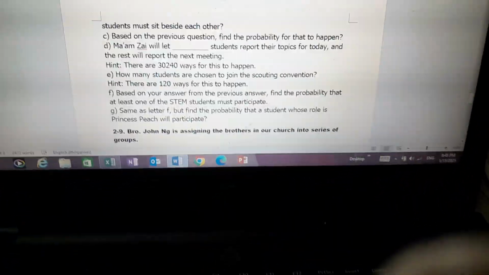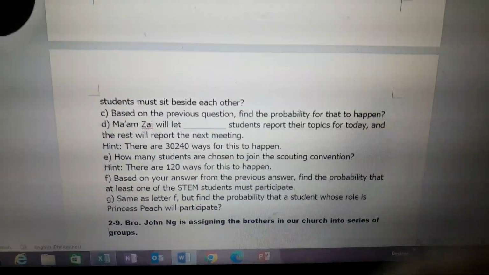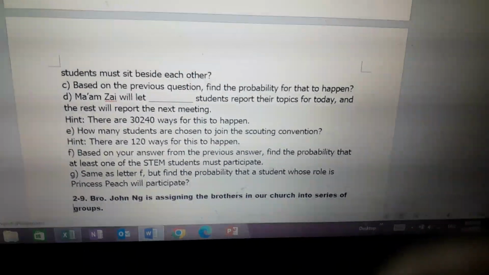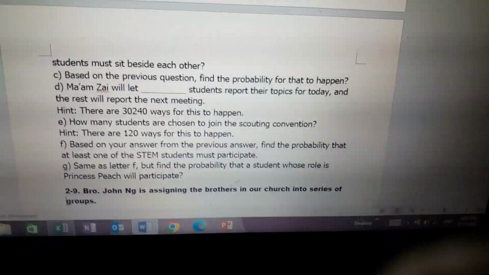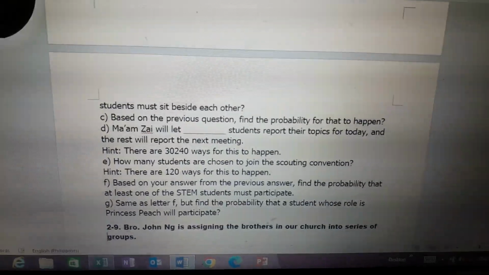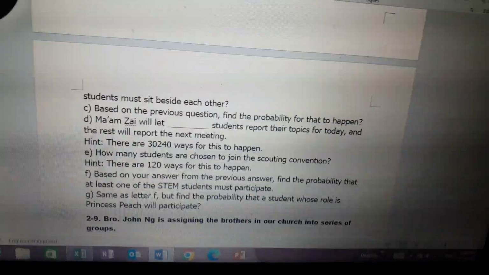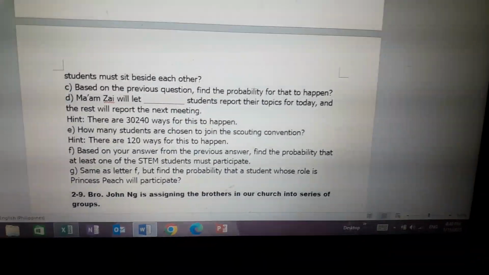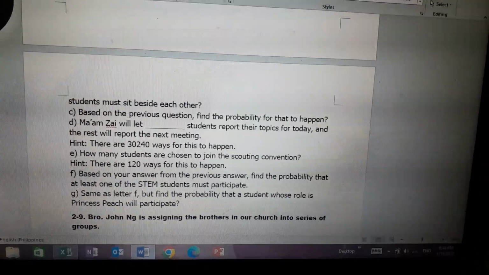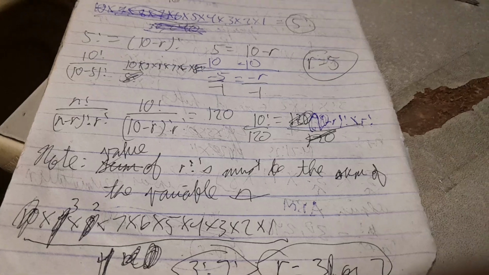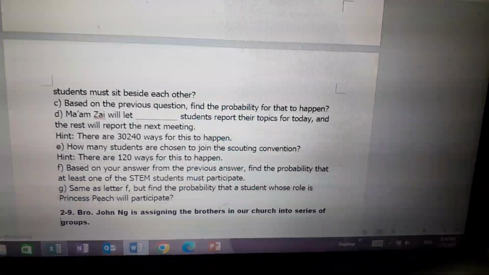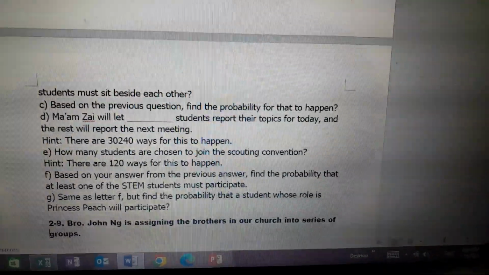Now, letter F, based on your answer from the previous item, find the probability that at least one of the STEM students must participate. Remember the answer to the previous item? It can be 3 students or 7 students who will participate in the scouting convention. But let's say some of your math teachers will just let you do the least number, so maybe they will let you do 3 only. But actually, I would rather do both. But if I were to do both, that'll be a tough time.